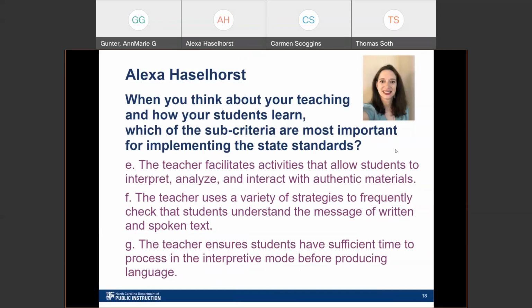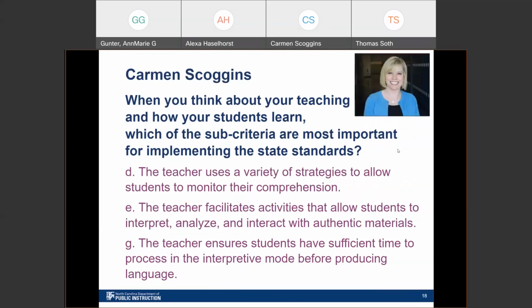All right, well, we'll keep an eye out for questions. And again, you can always ask questions of any or all of our presenters. It's up to you. Thank you so much, Alexa, for sharing your perspective on this particular criteria. Next, we'll move to Carmen.